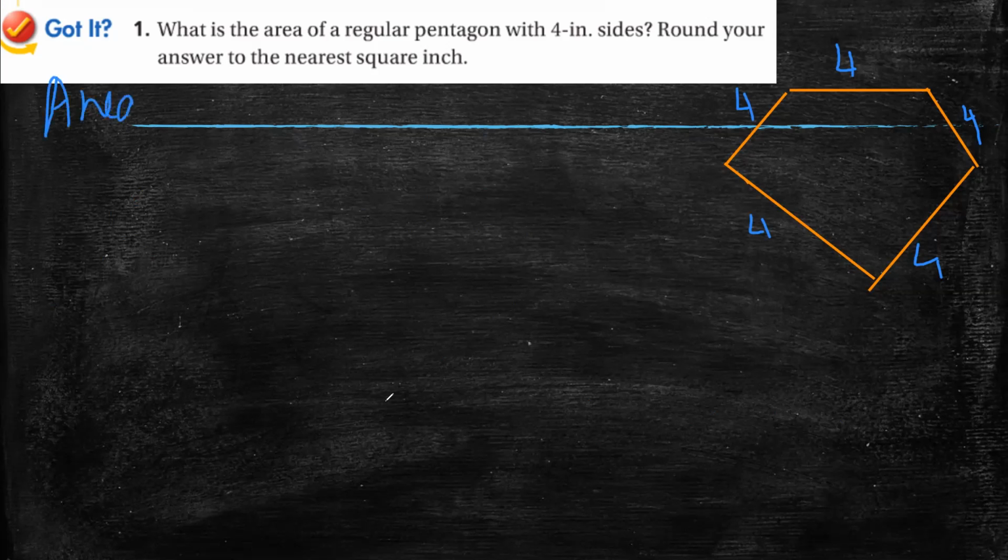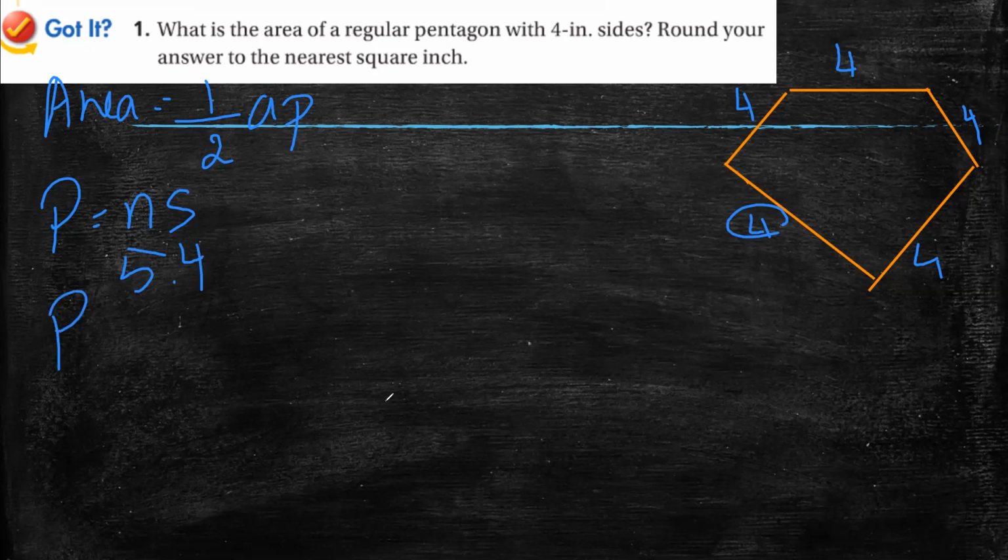The area of the pentagon is half the apothem times the perimeter. I need to find the perimeter and the apothem. The perimeter is n times s. How many sides does the pentagon have? There are 5. So we have to multiply 5 times the length of each side, which is 4. So the perimeter here is 20 inches. So this is for the perimeter.